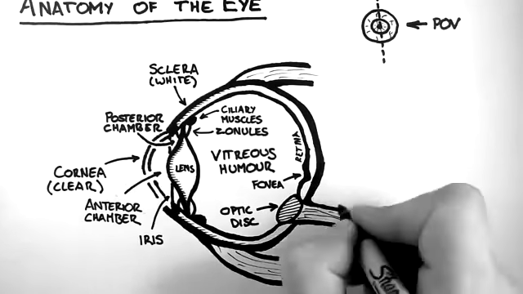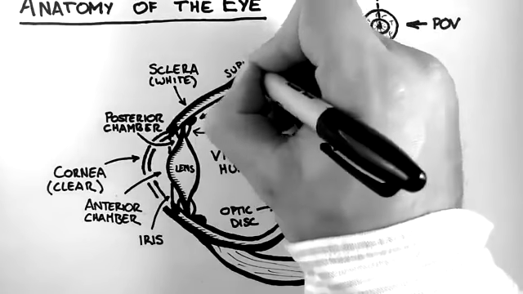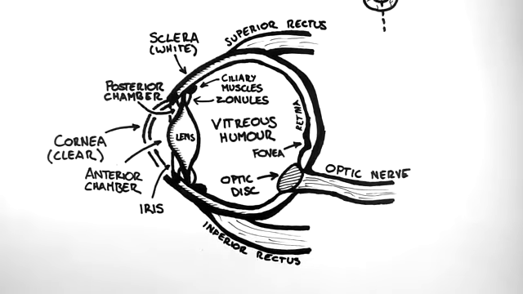At the back, this is the optic nerve, extending back toward the brain. And on this view, we can also see two of the 6 muscles responsible for eye movements. They are the superior rectus muscle and the inferior rectus muscle. And that's an overview of the general anatomy of the eye.